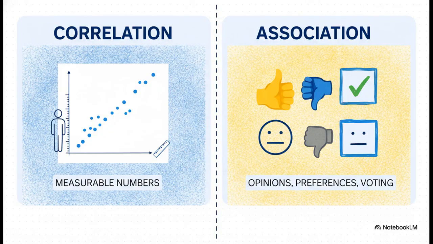Okay, first things first, we need to get a crucial distinction out of the way. You've probably heard the word correlation. That's for connecting two things you can measure with a ruler or a scale, like height and weight. But what we're talking about today is association. This is a totally different tool, and it's built specifically for categories. Think opinions, excellent, good, fair, or voting habits, or any other attribute you can classify, but not just measure.